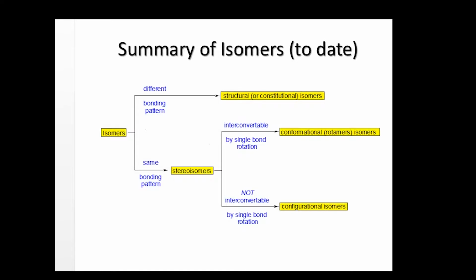So moving on to a summary of isomers. You can have the same bonding, which would be stereoisomers, and they can be interconvertible by a single bond rotation. Those are conformational isomers or rotamers. If they are not interconvertible by a single bond rotation, they are configurational isomers. Now, if they are different in the bonding pattern, they are structural or constitutional isomers.